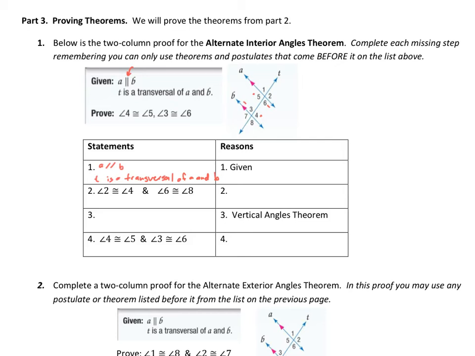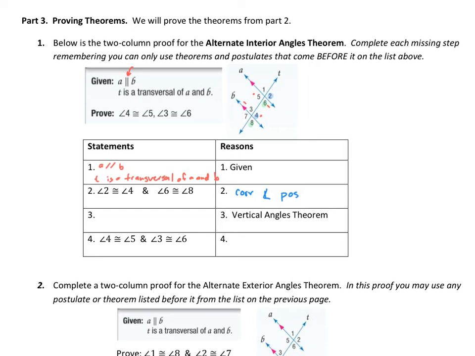Alright, next, we are now told, and we now know, that angle 2 is congruent to angle 4, and angle 6 is congruent to angle 8. So let's look at that in our picture. Now looking at these angle relations, I notice they are corresponding angles. So by the corresponding angle postulate, I know these angles are congruent, because they're corresponding angles, and due to the postulate, all corresponding angles are congruent.